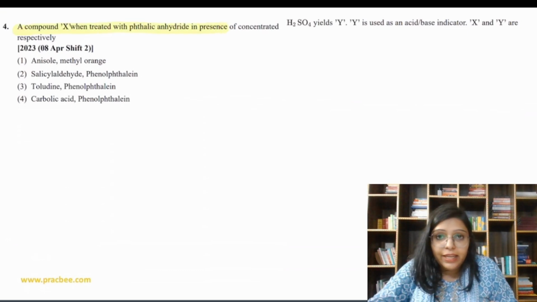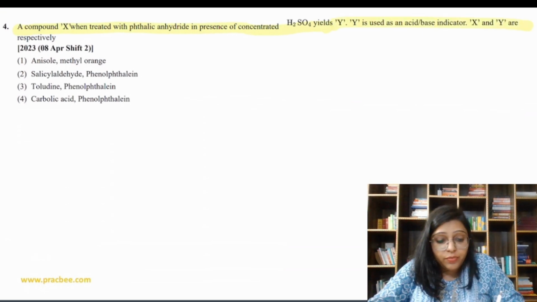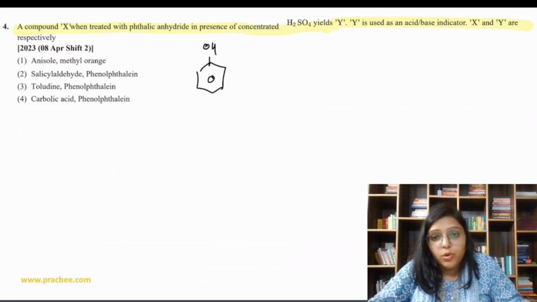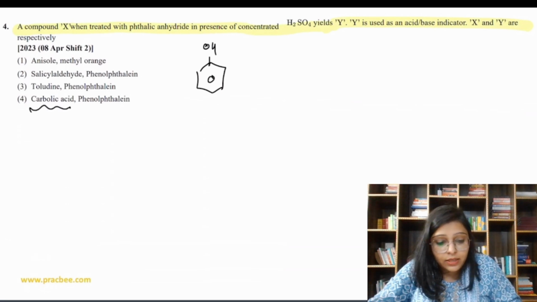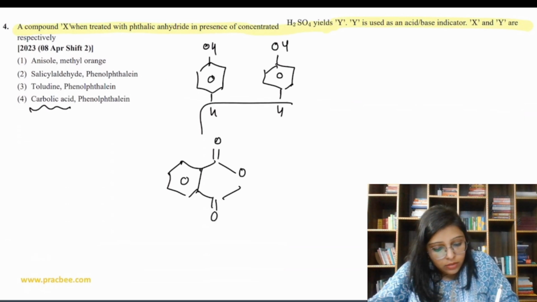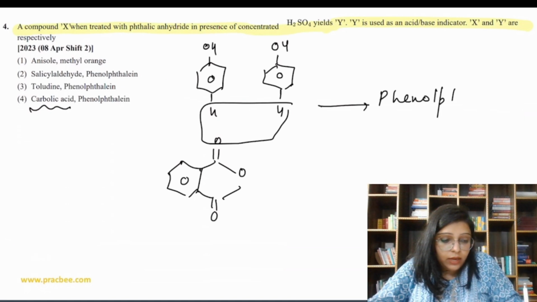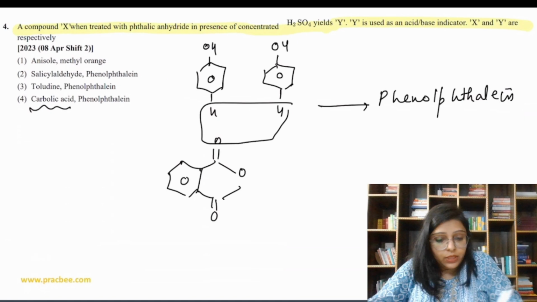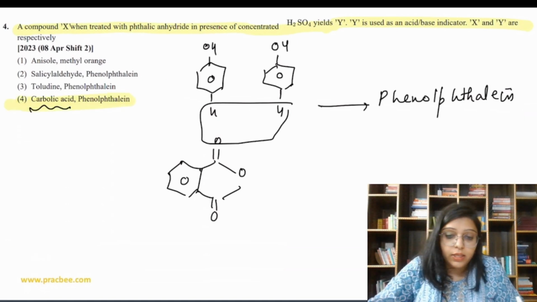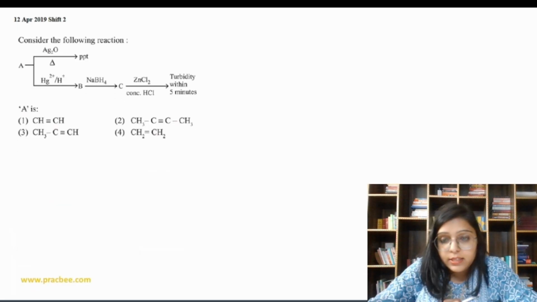Compound X when treated with phthalic anhydride in the presence of this. Same question, right? So we are going to get phenolphthalein. For phenolphthalein, we need OH, and OH we can also say carboxylic acid. If we have this phenolic group and it reacts with phthalic anhydride, we just remove water and we get phenolphthalein. So the fourth is going to be the correct answer. Now next, consider the following reaction.